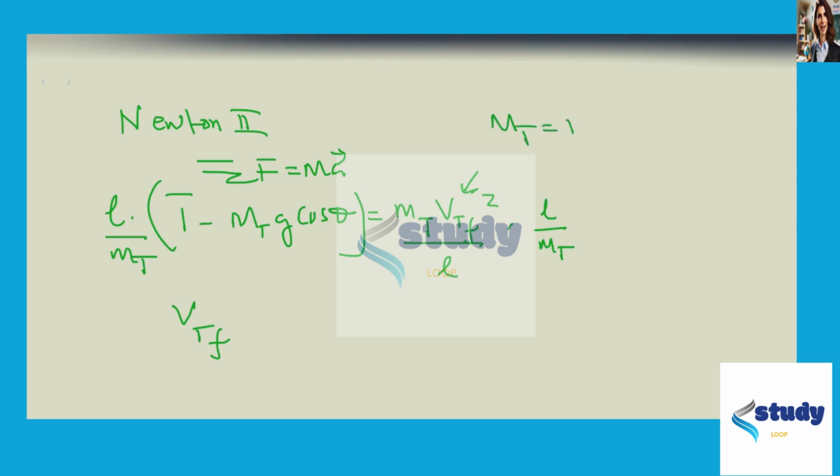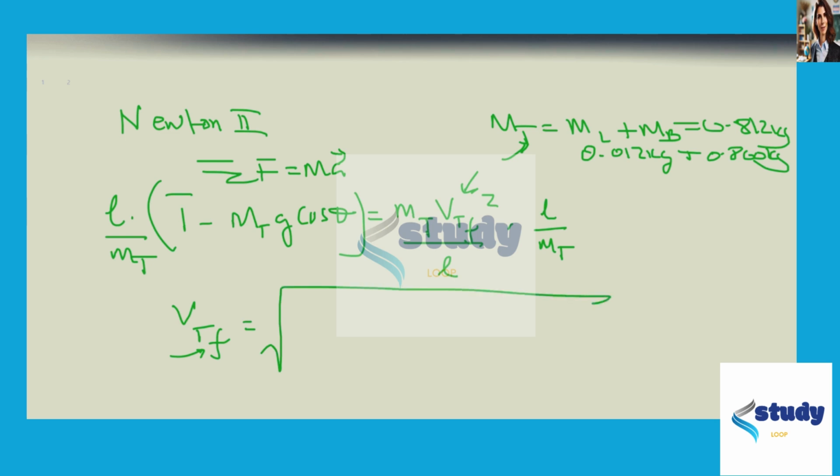Just as a quick recap, remember this is the mass of the block and the bullet. That's the total. So 0.012 kilograms plus 0.800 kilograms, and that gives you 0.812 kilograms. Remember, whenever you see this T, that's the total. So this T means the combined for both of them. So this gives us L over m_t times the tension minus m_t g cosine theta, like that.